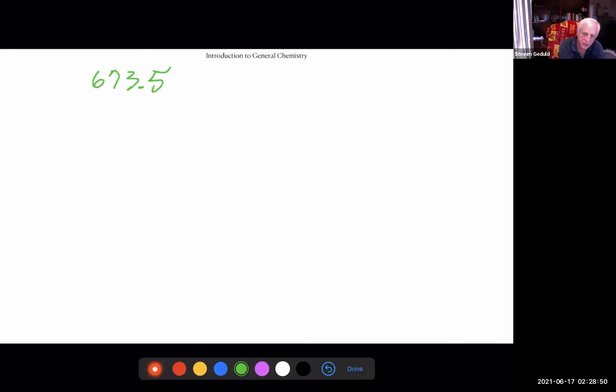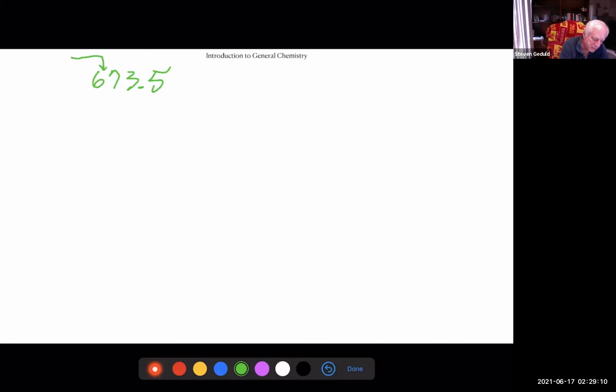Write the number in scientific notation? Okay, so scientific notation means the number has to be expressed as a value between 1 and 10. So you have to put the decimal point right here. It'd be at 6.735, right? It's got to be between 1 and 10.